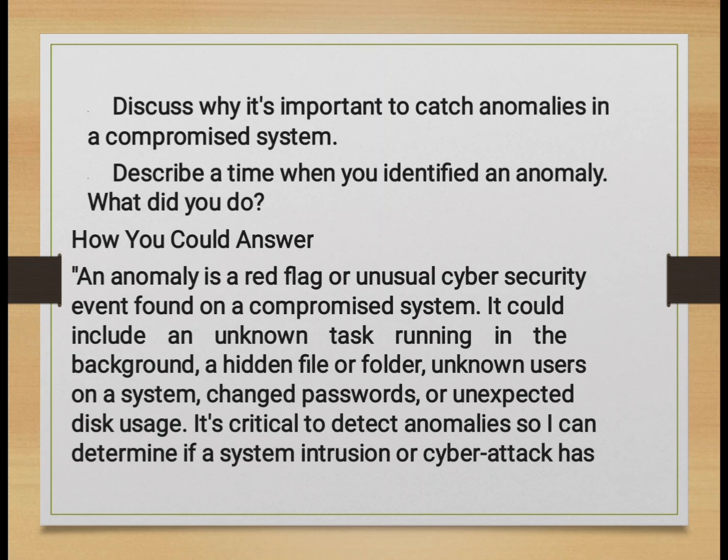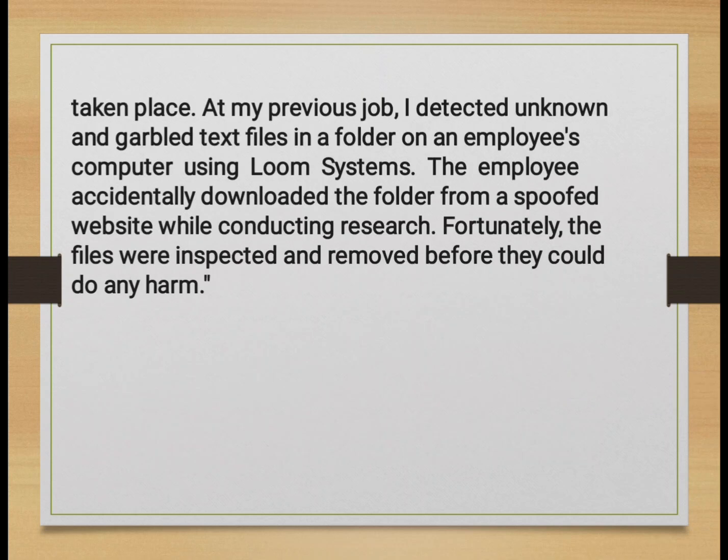You can define what an anomaly is and discuss why it's important to catch anomalies in a compromised system. And you must describe a time when you identified an anomaly and what you did to mitigate it. So here is a sample answer. An anomaly is a red flag or unusual cybersecurity event found on a compromised system. It could include an unknown task running in the background, a hidden file or folder, unknown users on a system, changed passwords, or unexpected disk damage. It's critical to detect anomalies so I can determine if a system intrusion or a cyber attack has taken place.